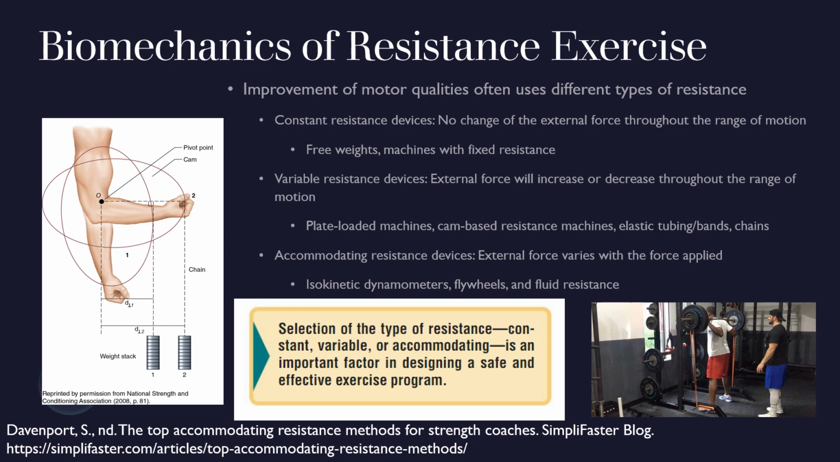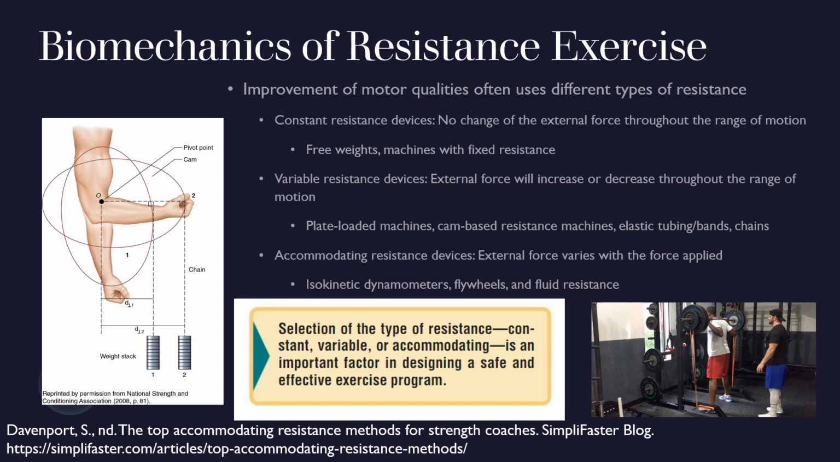Variable resistance requires differing degrees of force to be applied to the target muscle to create constant resistance, compelling the muscle to work harder to meet the demands of the exercise. In a variable resistance arm curl, the forces applied to the bicep are variable at each stage of the curl in order to maintain the same resistance throughout the trajectory of movement. Plate-loaded machines, cam-based resistance machines, elastic tubing bands, and chains are just some examples of this particular type of exercise, variable resistance.